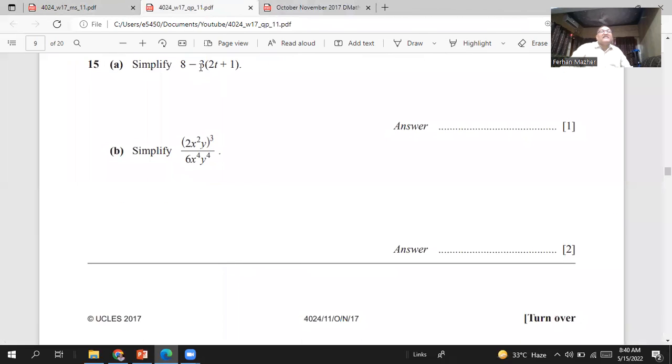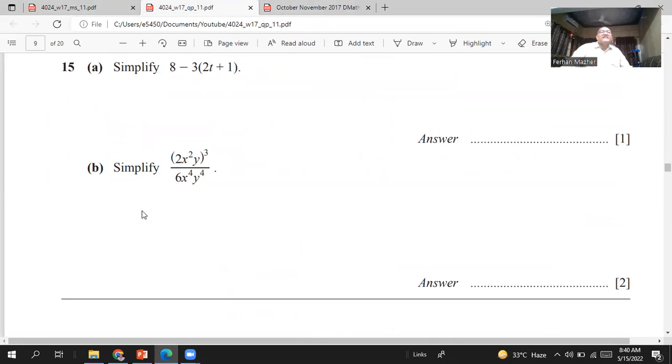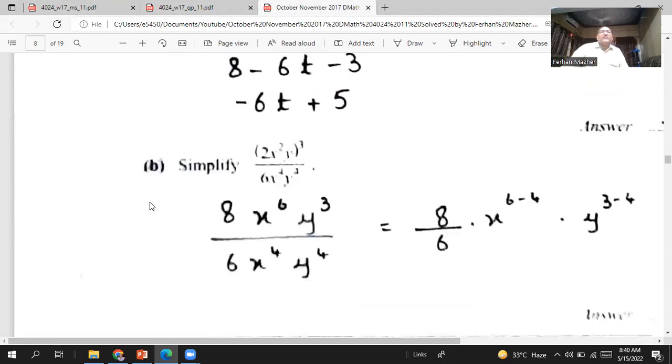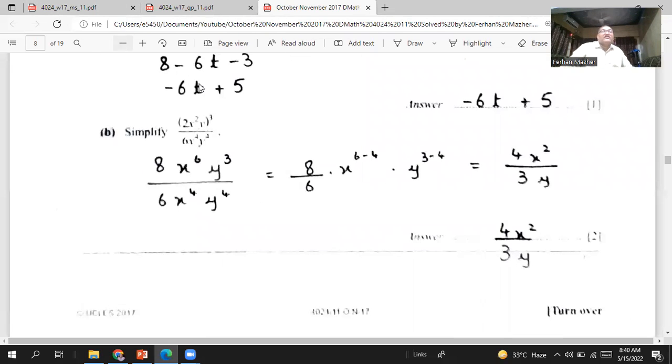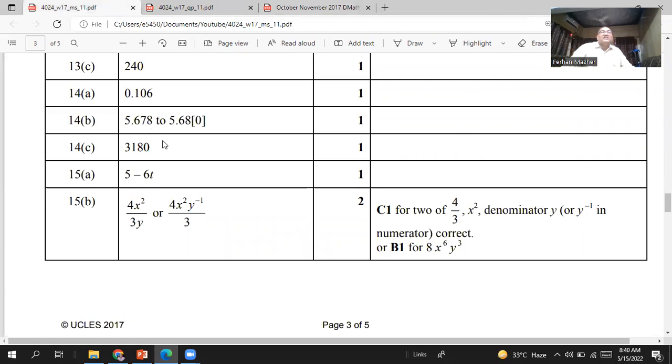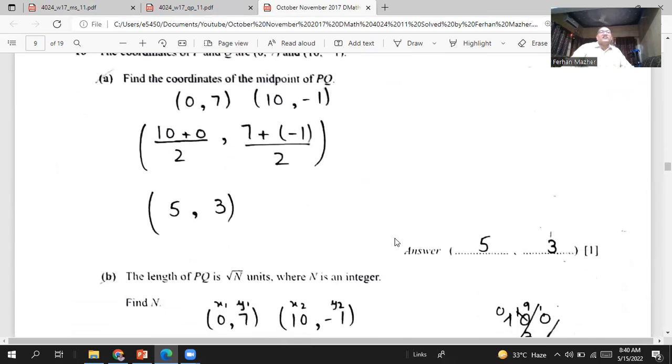Okay, the next part is, he says simplify this. So you will give this cube to both of them, and you will have 8 x to the power 6 y cubed divided by 6 x to the power 4 y. So it will become 8 by 6 into, and the x will become 6 minus 4 and y 3 minus 1. So you will have this answer at the end. Let's check this answer. This answer is right, sir. So the next question is question number 16.